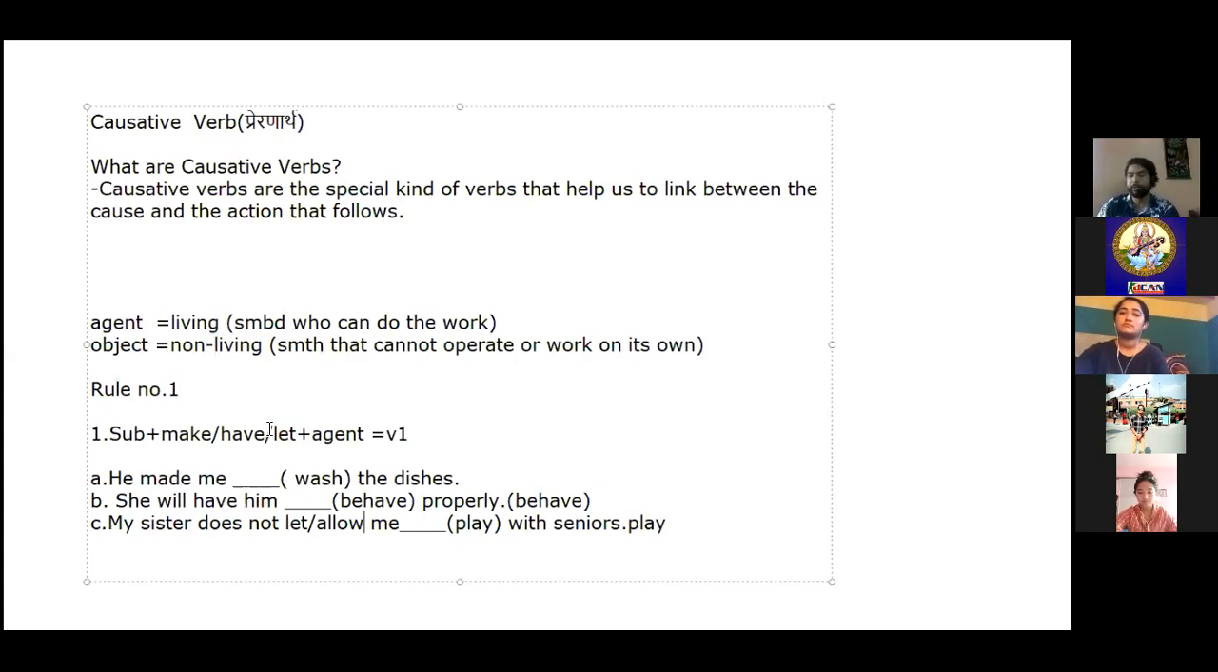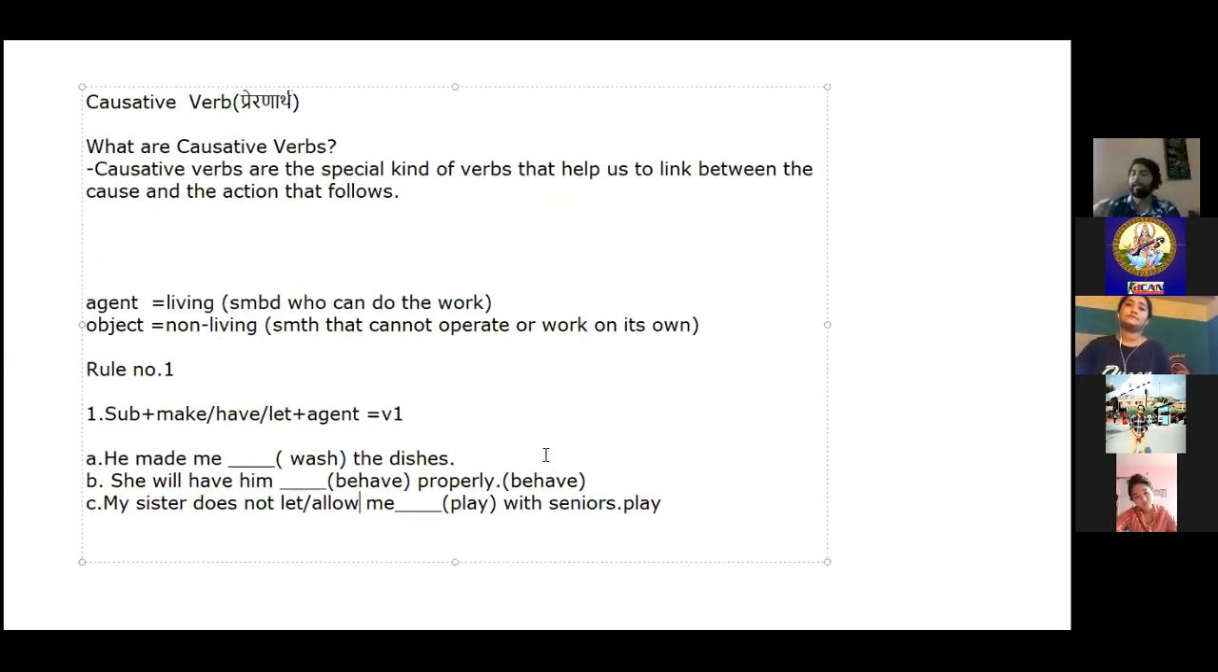All right, understood? It's really easy, eh? Apart from causative, in the bond, subject plus make, have, let plus agent is equal to verb one. As simple as that, right? So, rule number two.